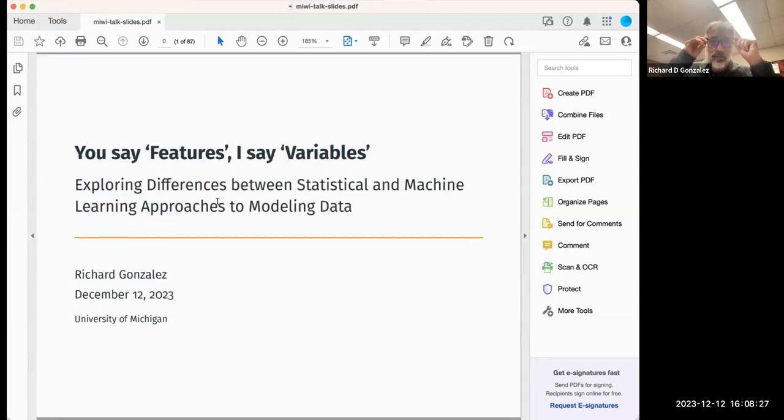Okay, the title is You Say Features, I Say Variables. And this is one of the vocabulary words: in statistics and biostatistics, we talk about variables, there are predictors and dependent variables. And in data science, they don't use the word variables, they use features, but they basically mean the same thing. So it's an example of what I mean by getting the vocabulary down. And I'll highlight some of the subtle differences and why maybe data science likes to use the word features rather than variables as we progress.